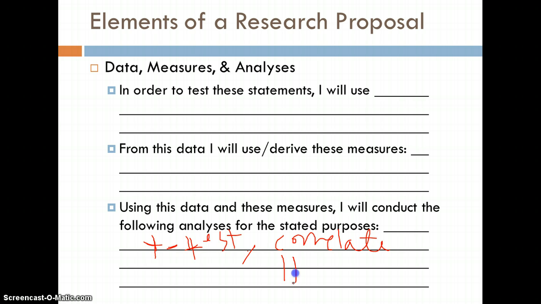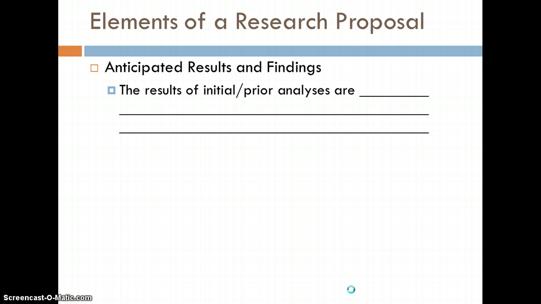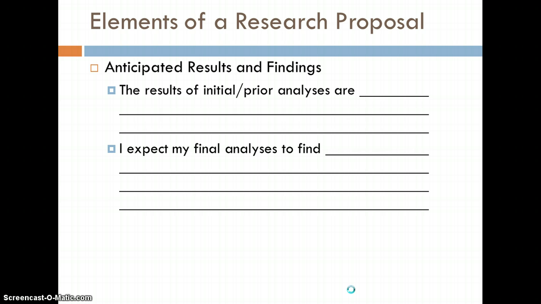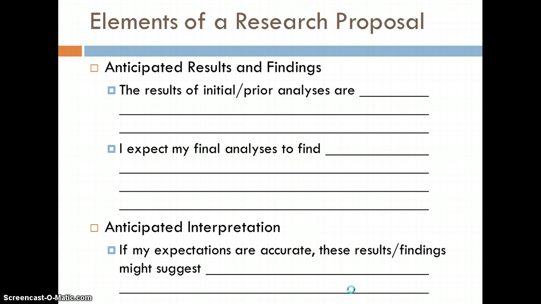And then finally, I'm going to conduct a hierarchical linear model analysis where I look at contextualized regression equations. Right? That's just a specialized type of statistical analysis that I tend to use. Finally, I'm going to talk about what my anticipated results and findings are. I think that the results of my initial, or if I have this data, prior analyses are, and then you state it. I expect my final analyses to find, maybe you just want to find that your hypotheses are confirmed. If you have something else in mind, write it down.